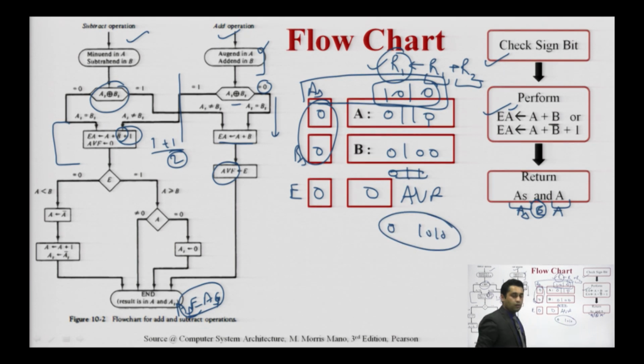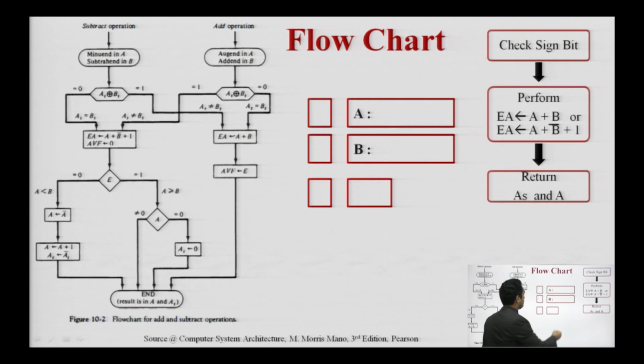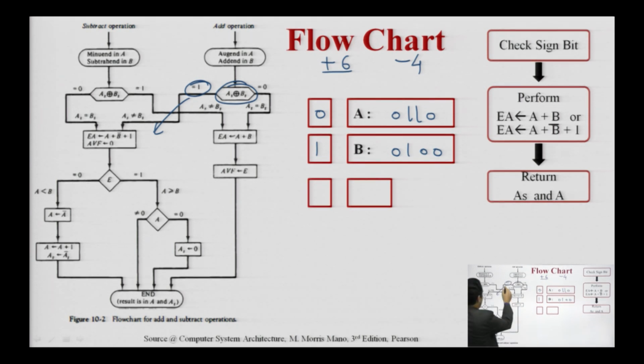This is the answer. What will happen if I take a negative number? Take an example of a negative number: plus 6 minus 4. This A is the representation of 6. Now what about this 4? This is minus and this is 4. As per step number 1, we are checking this condition, and if it is 1, it moves to the subtraction part. In subtraction, see the flow chart, both signs are not the same. Yes, one is 0, another one is 1.